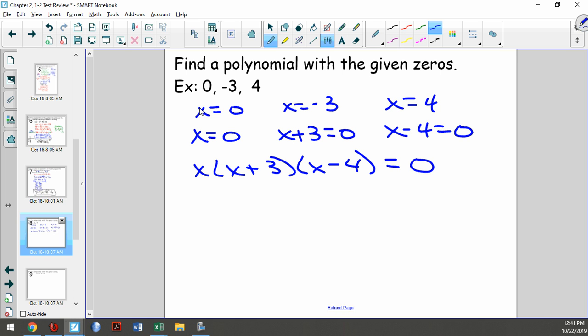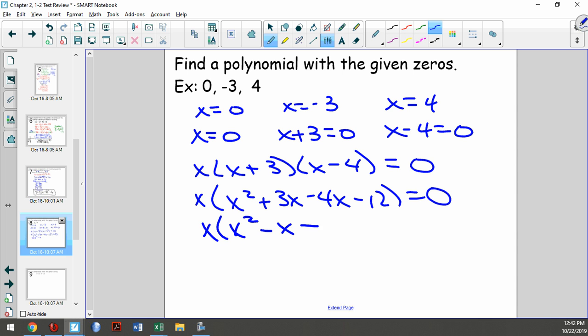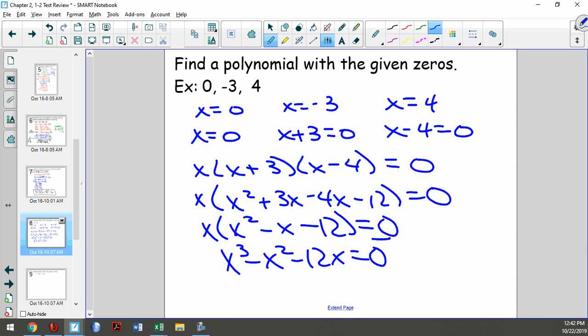Are you good? You sure? Okay. Now what? Sure. So X times an X squared plus a 3X minus a 4X minus a 12 is equal to 0. I'm going to combine like terms first before I distribute the X, which just makes mathematical sense. So this is -X minus 12. And now go ahead and distribute. X cubed minus X squared minus 12X is equal to 0. Do we understand that?